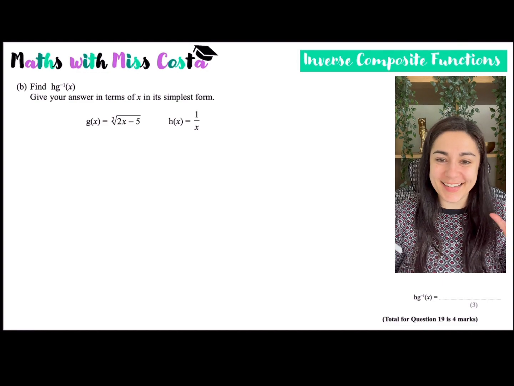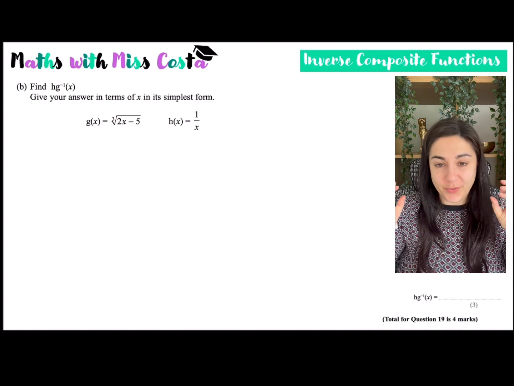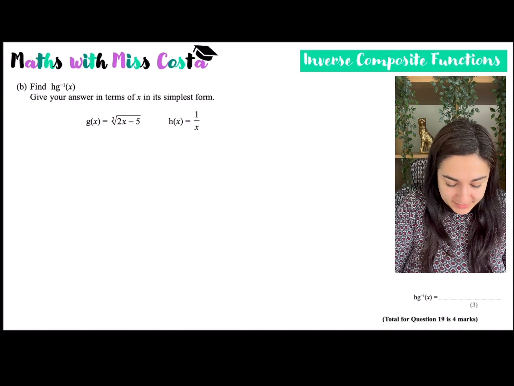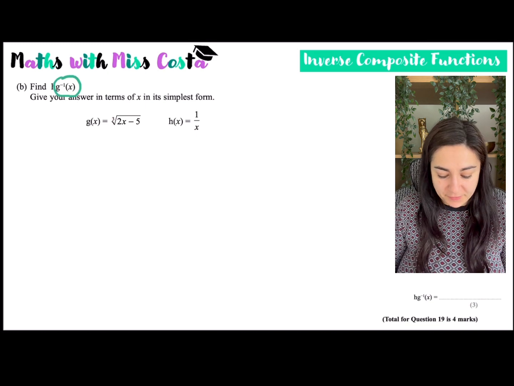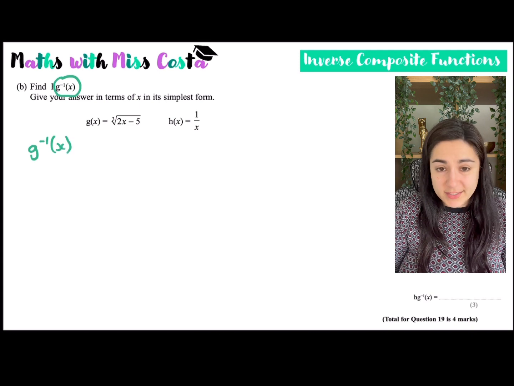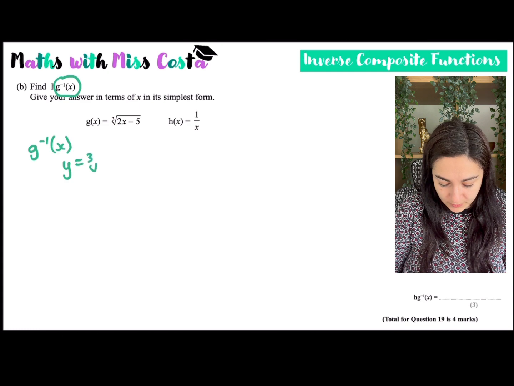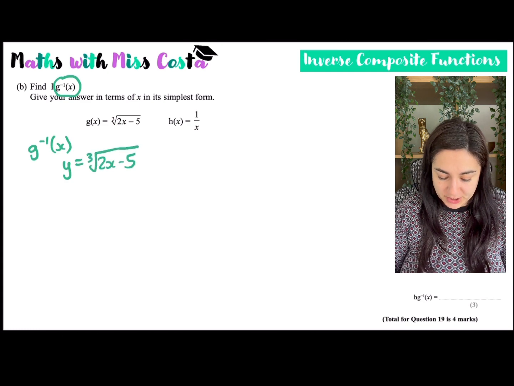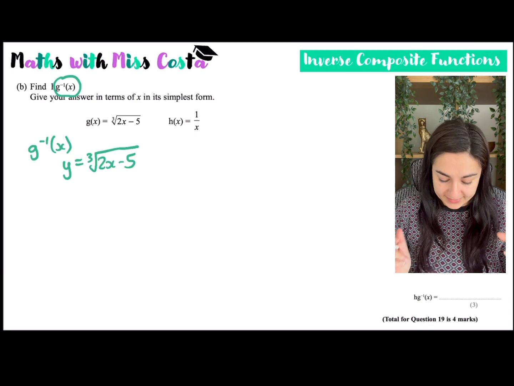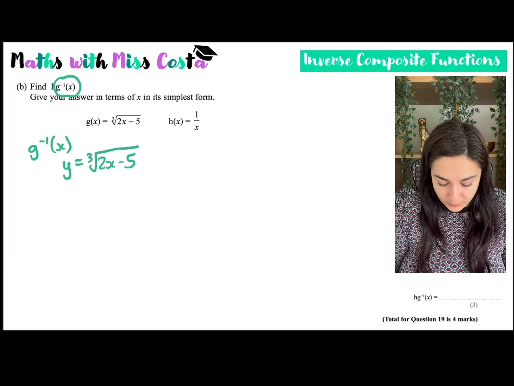Okay, so this is a slightly tricky question because you're being asked to find an inverse composite function. So when we deal with functions like this, what we always do is we start from the inside. So first what I want to do is find the inverse of g. And the way I do that is by setting it up. So I'd say y equals the cube root of 2x minus 5. And what I'm trying to do is rearrange it to get it in the form x equals. So the first thing I could do is the inverse of the cube root is cubing. So y cubed equals 2x minus 5.